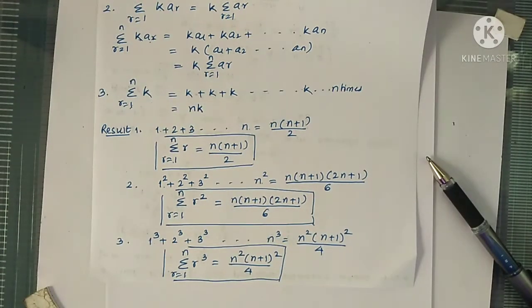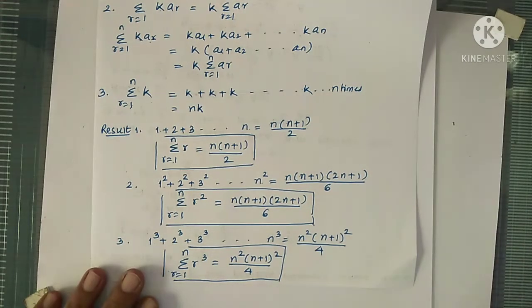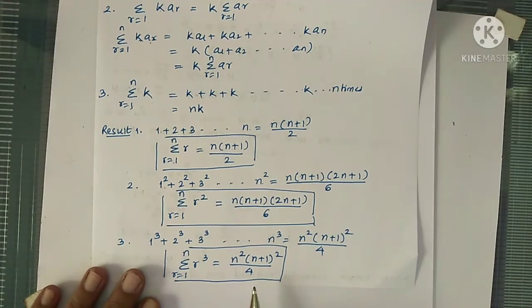Similarly, summation r cube is n square (n plus 1) square by 4. So the formula for summation r cube, that is 1 cube plus 2 cube plus 3 cube up to n cube, means the sum of cubes of first n natural numbers is n square (n plus 1) square upon 4. Now let's use this result and these properties of sigma notation, and let's solve some questions based on this.